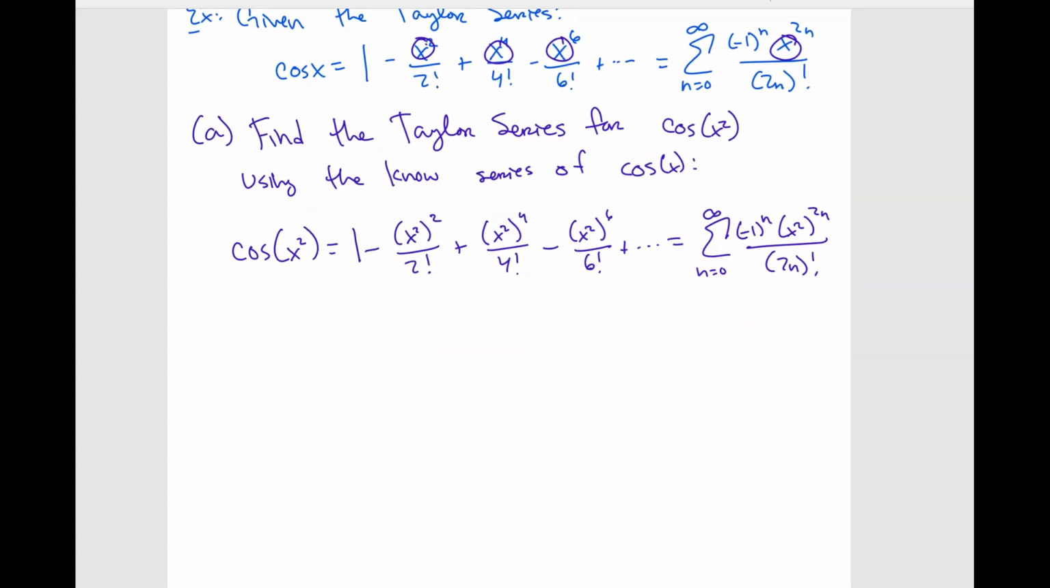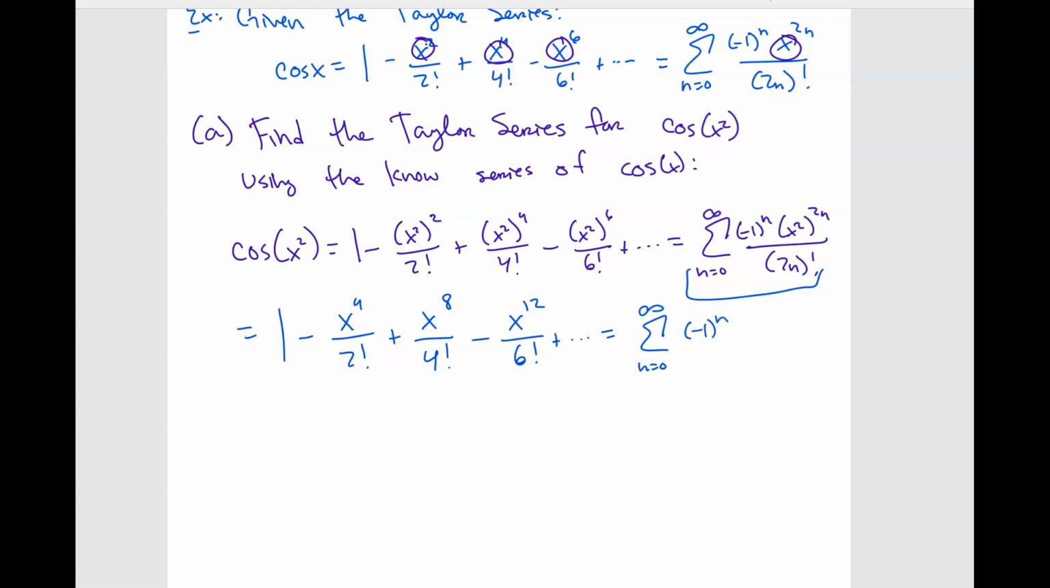Okay, so now let me clean this up, and you'll see why I'm actually going to write it in here as well. So I'm going to have 1 minus x to the 4th over 2 factorial, plus x to the 8th over 4 factorial, minus x to the 12th over 6 factorial. And this is going to be equal to the sum from n goes from 0 to infinity. This guy is just going to be x to the 4n over 2n factorial. Okay, so this is basically what it is.